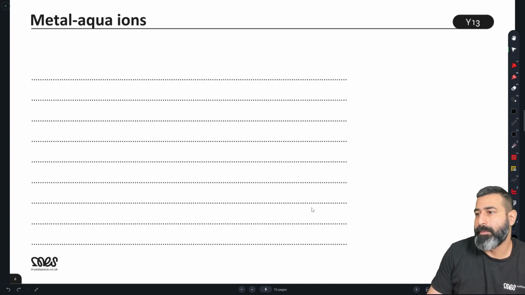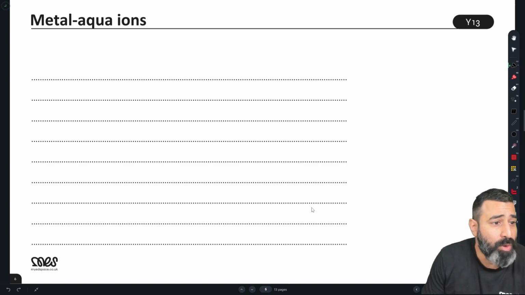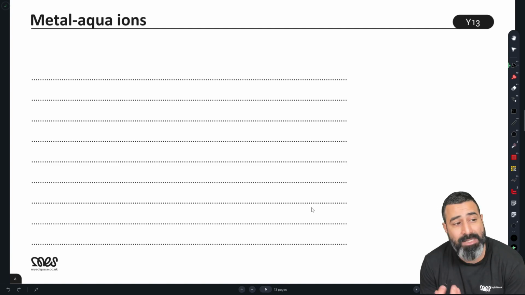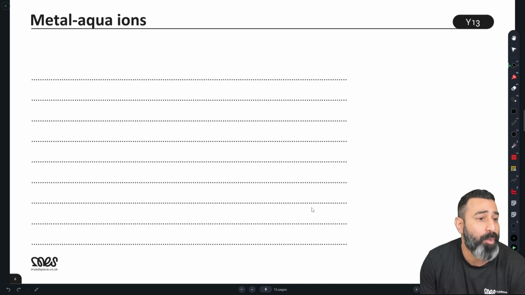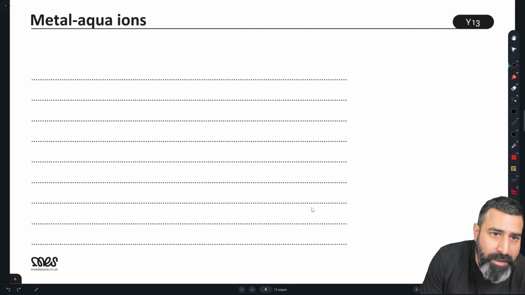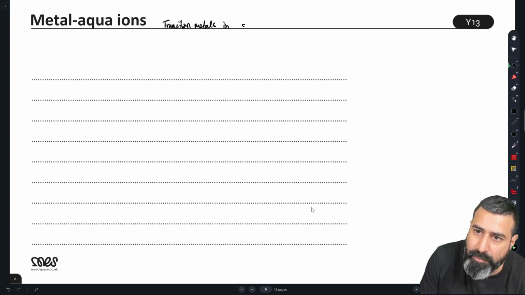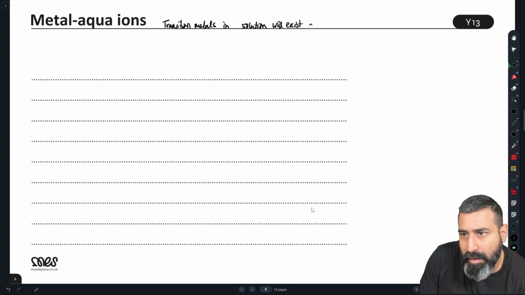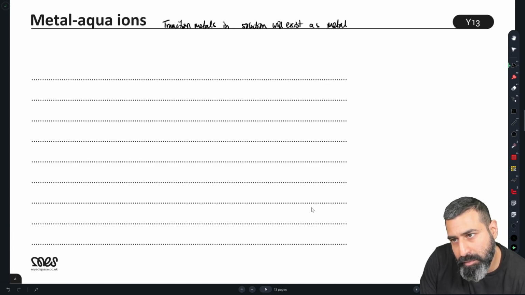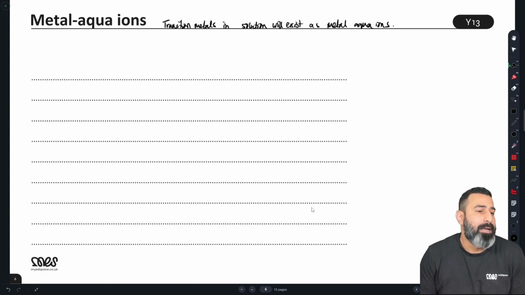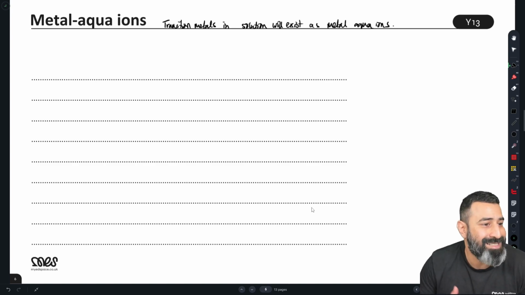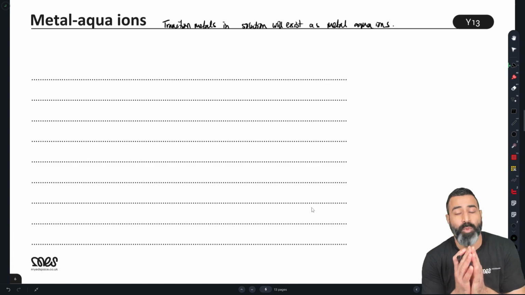So let's get cracking. Transition metals when in solution will exist as metal aqua ions. Not just a property of transition metals, but we're going to focus on transition metals. So transition metals in solution will exist as metal aqua ions, and these will have a transition metal at the center, and they'll normally be coordinated with a ligand.